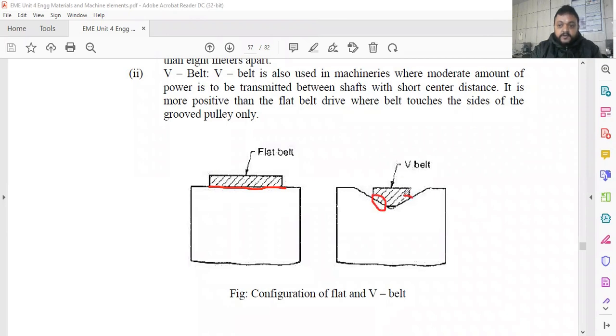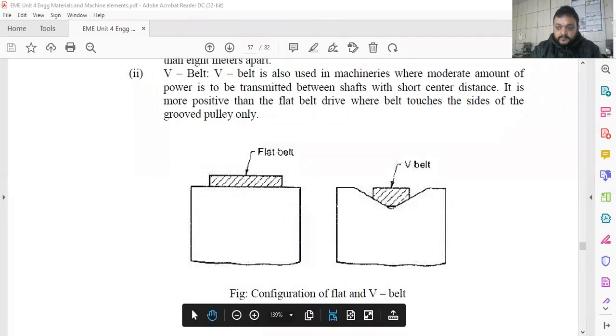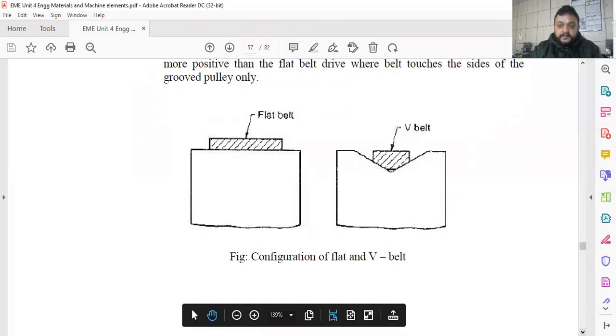Instead of bottom contact, there is a side contact. So that is the fundamental difference between the point of contact between the flat plate and V belt that you have to keep in mind. Okay. This is about the configuration of the flat plate and V belt.